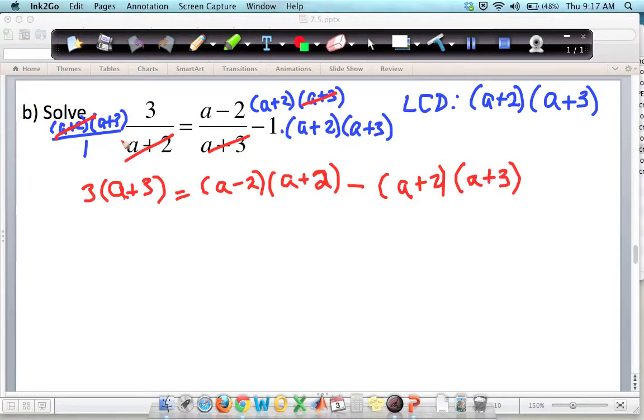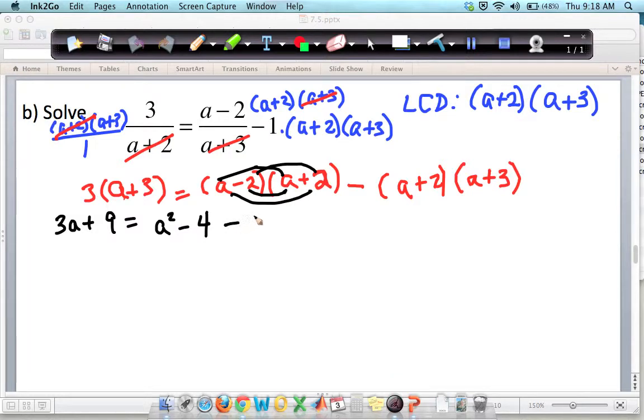Okay, so let's go ahead and simplify. First thing I'm going to do is distribute that 3 through the parentheses, and I get 3a plus 9 equals, on the right-hand side of the equal sign, a minus 2 times a plus 2. These are conjugates, which means when I go to FOIL this, my outside term, which is a positive 2a, and my inside term, which is a negative 2a, they cancel out. That's 0, 2a minus 2a, 0. So I really only need to multiply my first and my last terms. So a times a is a squared, negative 2 times 2 is negative 4.